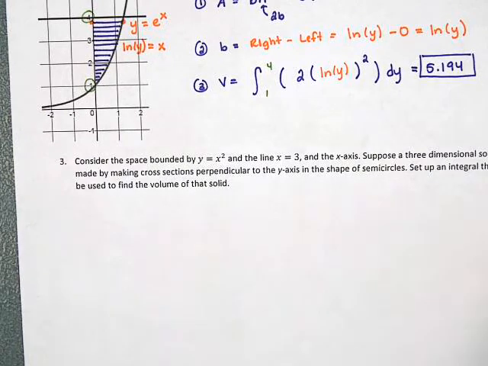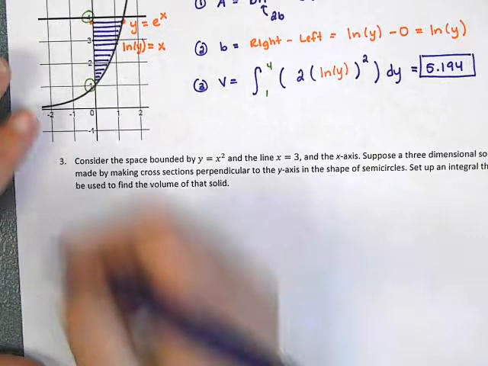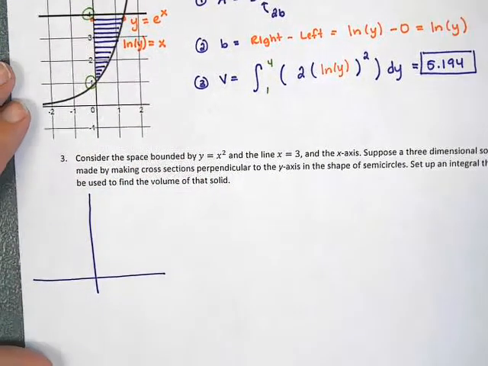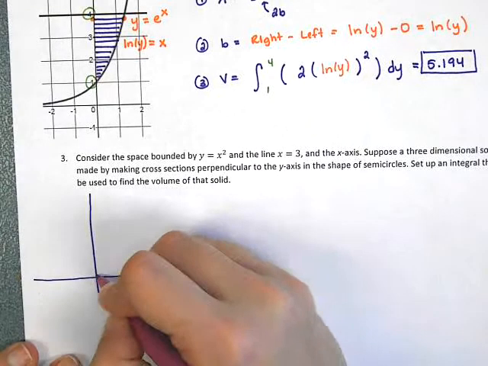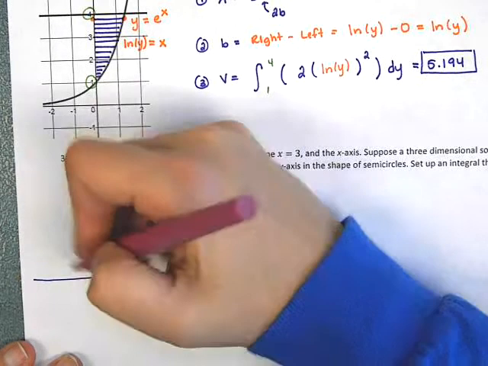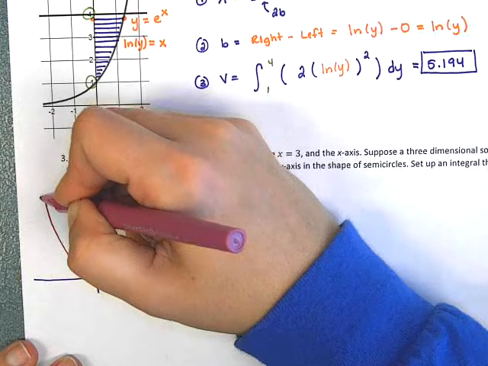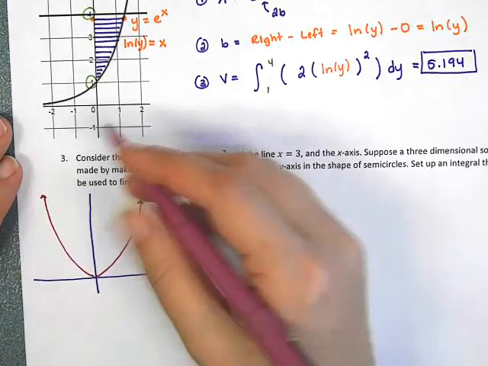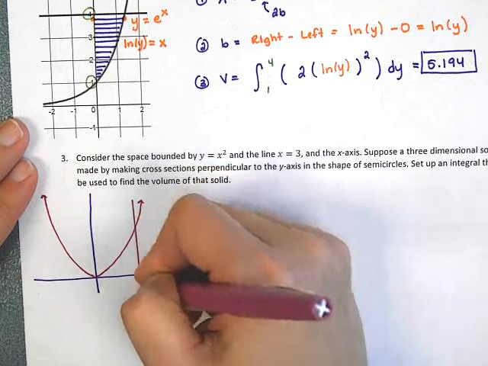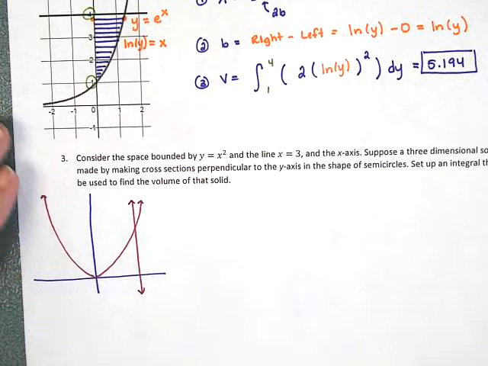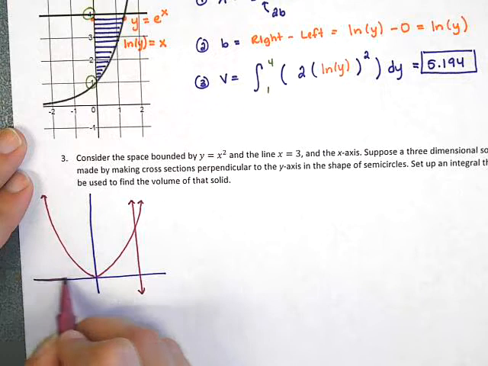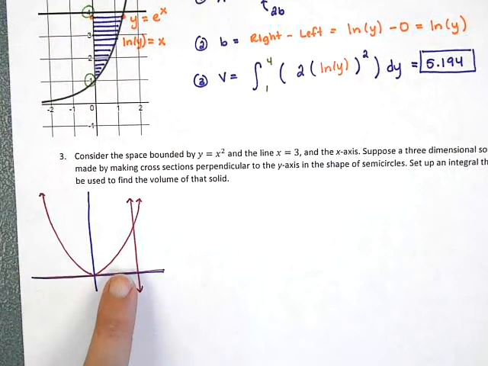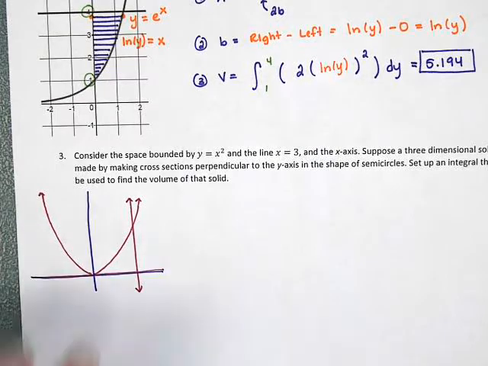Now here, what I'm going to do is start by sketching a picture. So I happen to know what the graph of y equals x squared looks like, which is like this. It doesn't have to be a super detailed picture, it just has to be a visual representation of what we're doing. I know that the line x equals 3 is this vertical line. And I know that the x-axis is another one of my boundaries. So the region that I'm looking at is a little sort of triangle. It looks kind of like a curvy triangle.